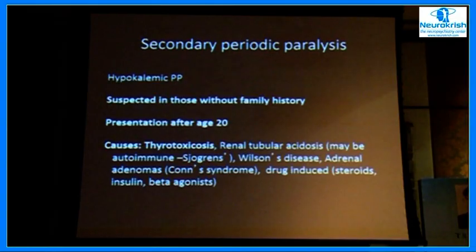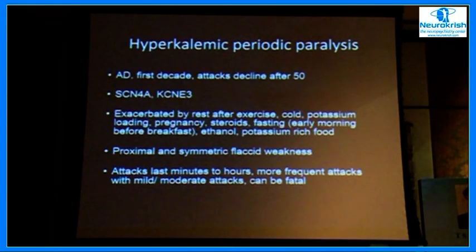You can have secondary periodic paralysis, hypokalemic, suspected in those without family history, with presentation after the age of 20. Causes could be thyrotoxicosis, RTA, autoimmune due to Sjogren or Wilson's, adrenal adenomas, drug-induced, or steroids, insulin and beta agonists. Hypokalemic, autosomal dominant, first decade, attacks decline after 50, sodium channel or potassium channel, exacerbated by rest after exercise, cold or potassium loading, pregnancy, steroids.